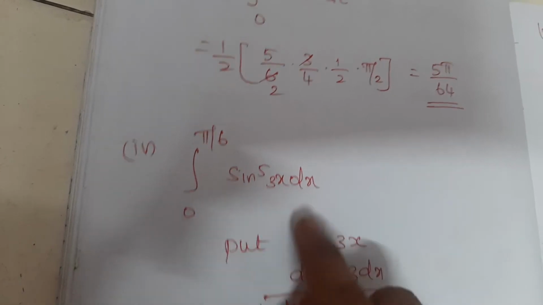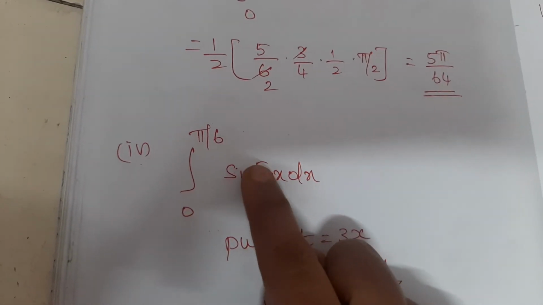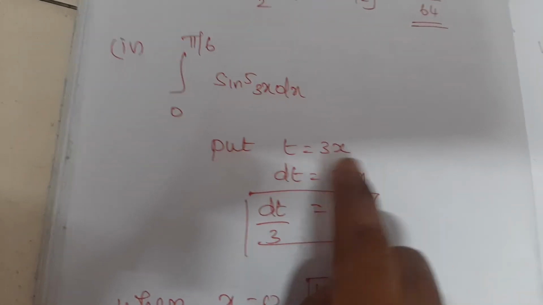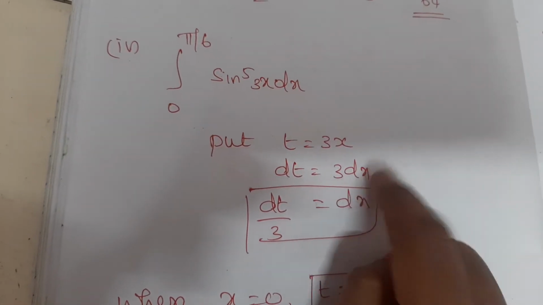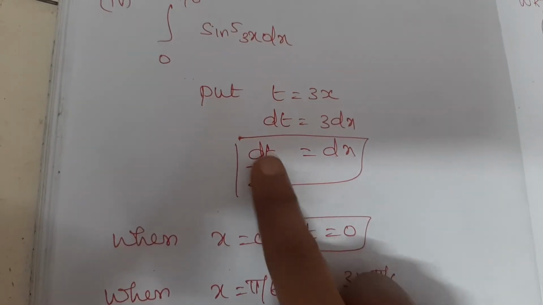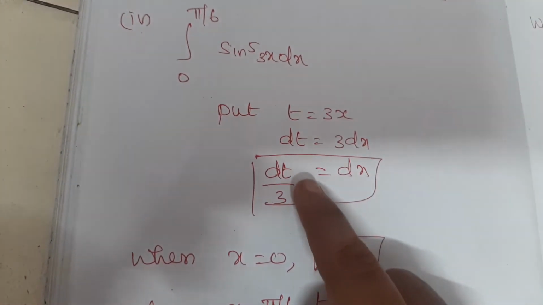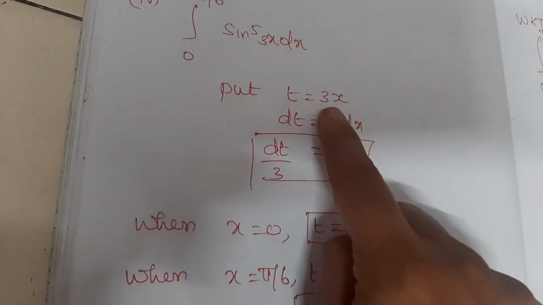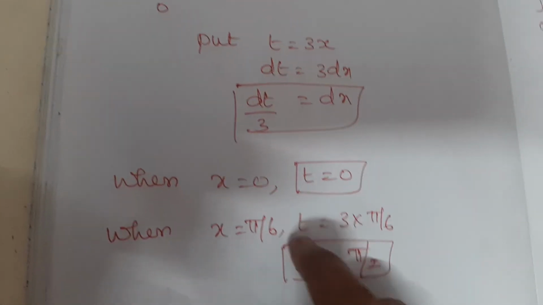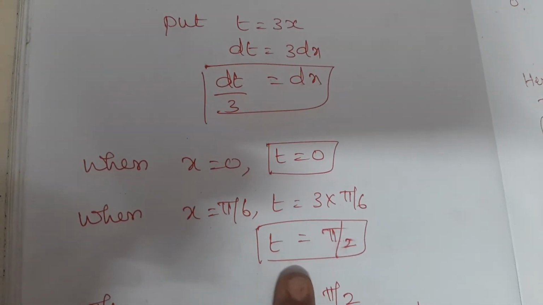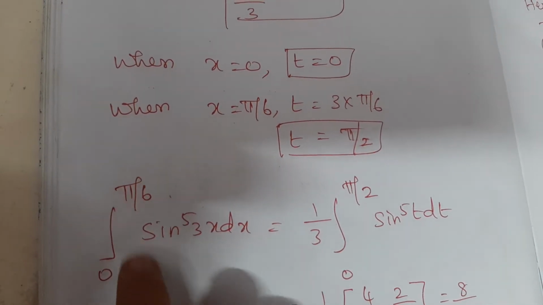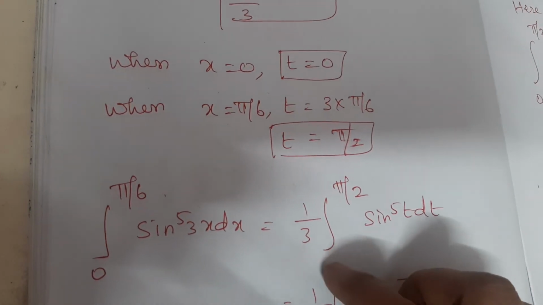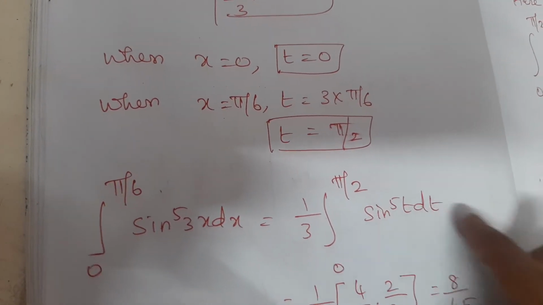Then fourth one, integral 0 to pi by 6 of sine power 5 of 3x dx. So here I want to substitute t is equal to 3x. Then dt will be 3 dx, so dx is equal to dt by 3. So this dx can be changed as dt by 3. Whenever x is equal to 0, t will also be 0. Whenever x is equal to pi by 6, t is equal to pi by 2. So this integration is equal to 1 by 3 times integral 0 to pi by 2 of sine power 5 t dt.